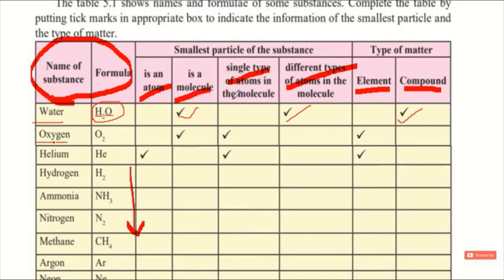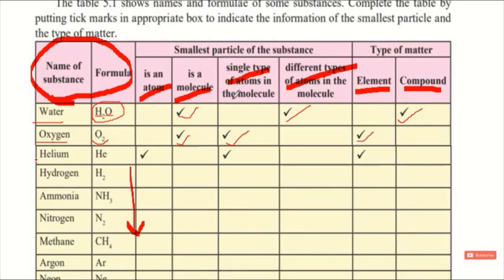Second example, oxygen. Formula O2. As formula indicates, it has two oxygen atoms. Hence, it is a molecule. Here, as oxygen atom is repeated, it has single type of atom in a molecule. As oxygen molecule contains single type of atom, hence it is an element.